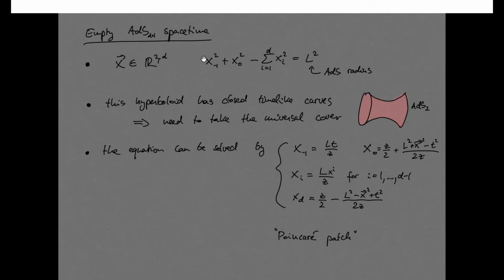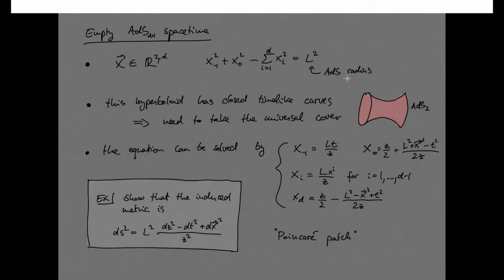This equation can be solved by defining coordinates on the hyperboloid, and here I give coordinates on the so-called Poincare patch. The chart with these coordinates covers half of the hyperboloid, so it doesn't cover all of spacetime. Here you have various coordinates: t for time, z is the radial direction in ADS, and x is a d-1 dimensional vector. If you plug these formulas back into the equation here, you can see that they satisfy it, you get L squared on the left-hand side.